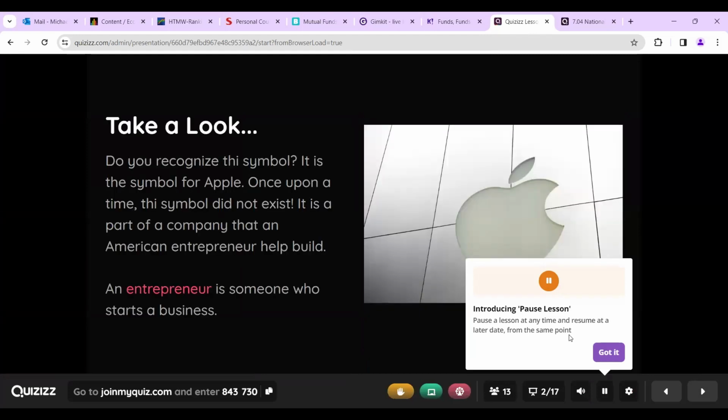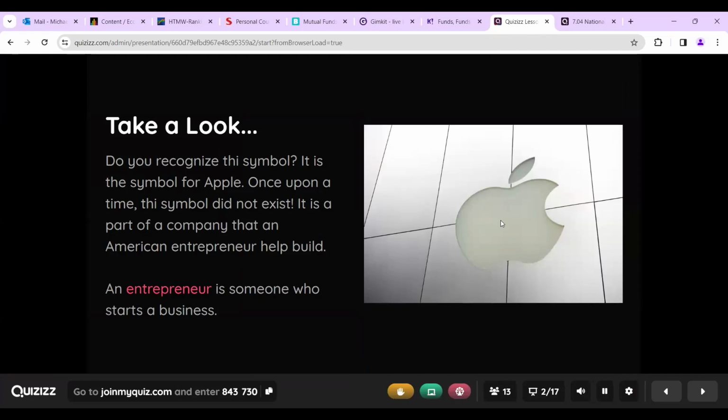So take a look. Do you recognize this symbol? It is a symbol for Apple. Once upon a time, this symbol didn't exist. It is part of a company that an American entrepreneur helped build. An entrepreneur is someone who starts a business.